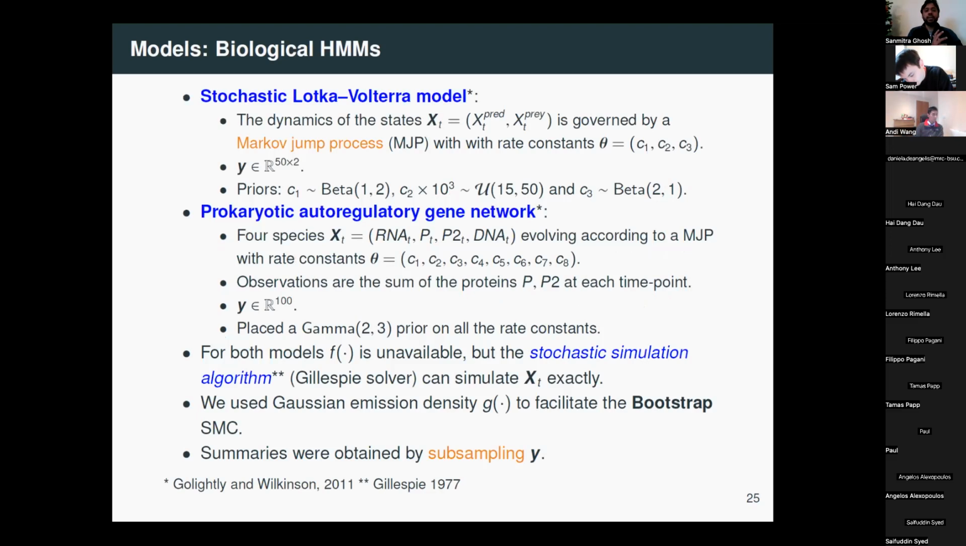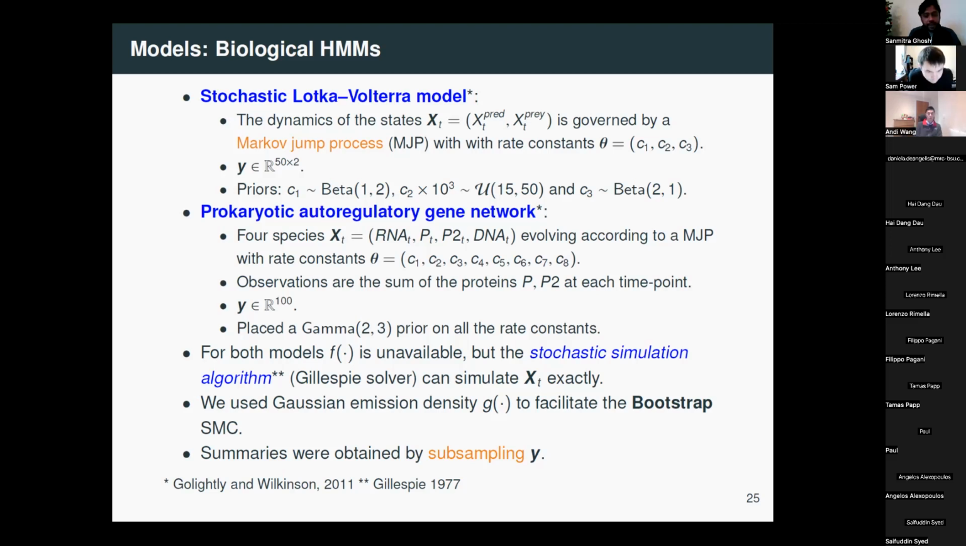These models are used in loads of papers on this type of work. First is the stochastic Lotka-Volterra model, and the second one is an autoregulatory gene network model. And both of these are basically Markov jump processes. The dynamics is governed by a Markov jump process.